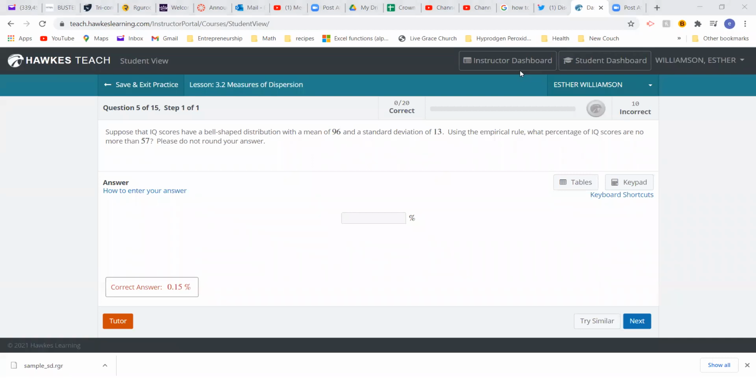So this question 5 has to do with the empirical rule, which states that 68% of your data is going to fall within plus or minus 1 standard deviation of the mean. 95% will fall within 2 standard deviations of the mean, and 99.7% will fall within 3 standard deviations of the mean. So I always like to draw this out.